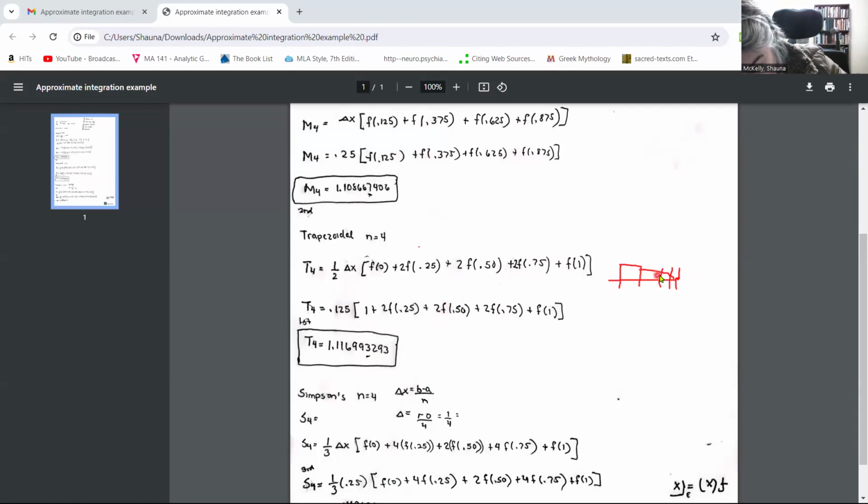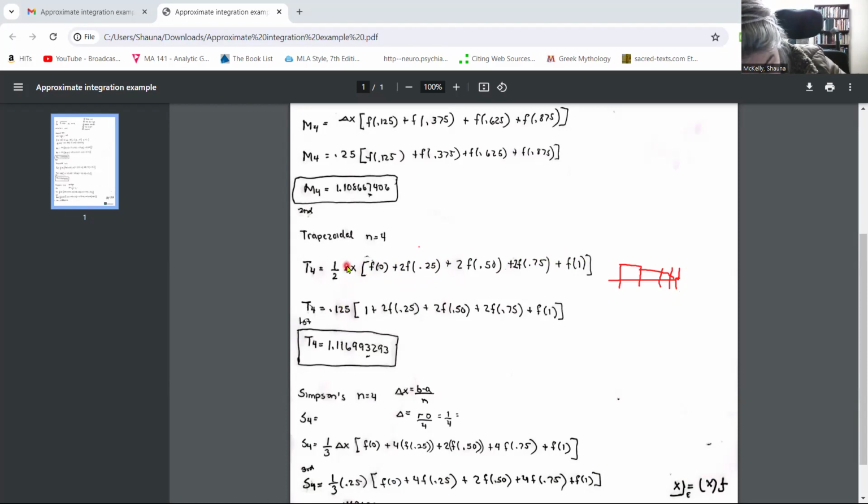Same thing happens over here at 0.75. The right base of the one next to it and the left of the adjacent one, hence another 2 here. When I get to the end, this end only counts as part of one trapezoid. So the trapezoidal rule has a single instance of the first value, double instances of everything in between it until you get to the last subdivision. And I did a similar thing here.